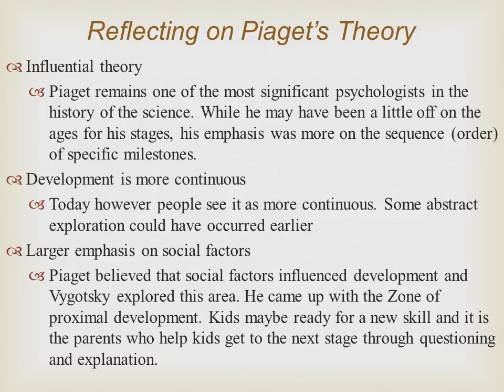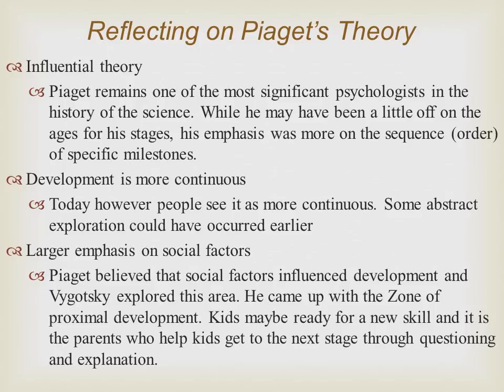Another thing that is maybe not so good about Piaget is that researchers found development is more continuous. Piaget thought that once you get to a stage, then you go to the next stage, and abstract thought doesn't happen in the concrete level. But what they're finding today is that more people see it as continuous. Maybe they have some abstract thoughts in earlier stages, and they might be exploring some earlier ideas, but he thought that no, you don't get to abstract until later.